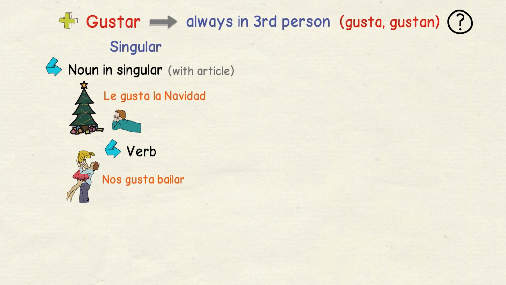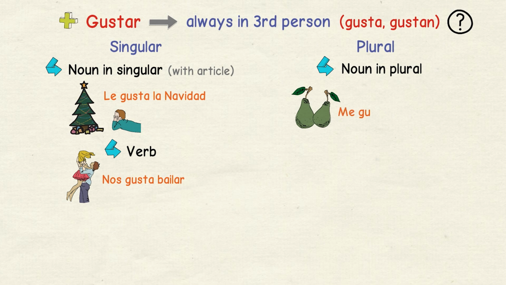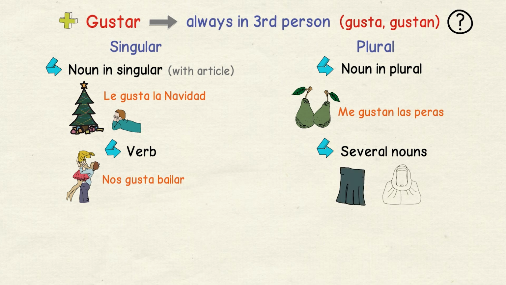On the other hand, it is in the plural when there is a noun in plural after the verb. Me gustan las peras. It also goes in the plural when there are several nouns after. Nos gustan la falda y el bolso.